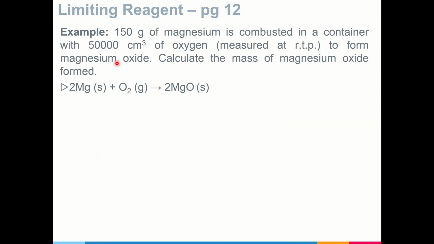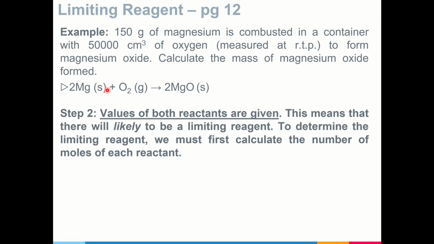Then you're given magnesium and you're given oxygen. So take note, you're given two values. You need to calculate the number of moles for both of them, because you don't know which one is the limiting, since you're given both values. In the previous example, if you look back, you were only given one value. So since both values are given, you don't know which one is in excess and which one is limiting, so you need to calculate.